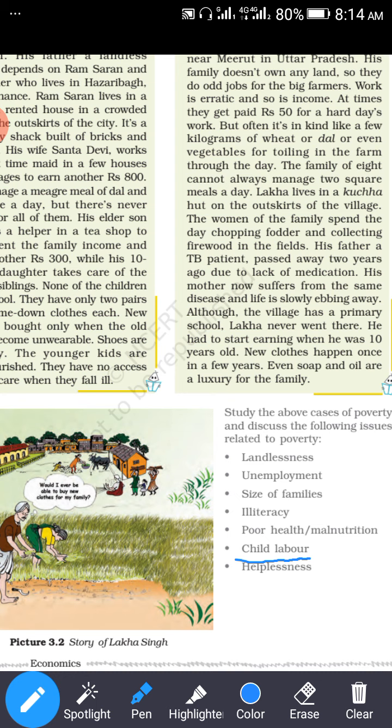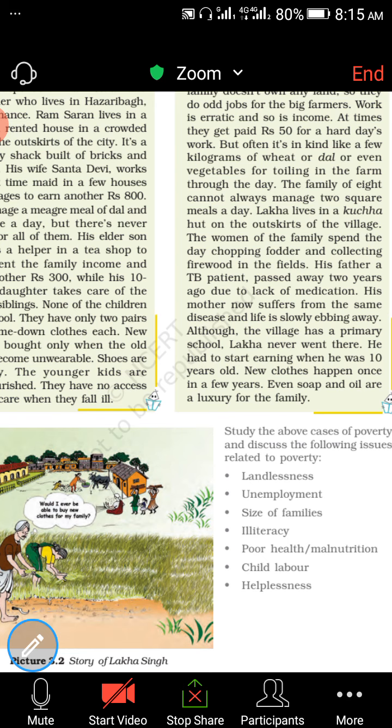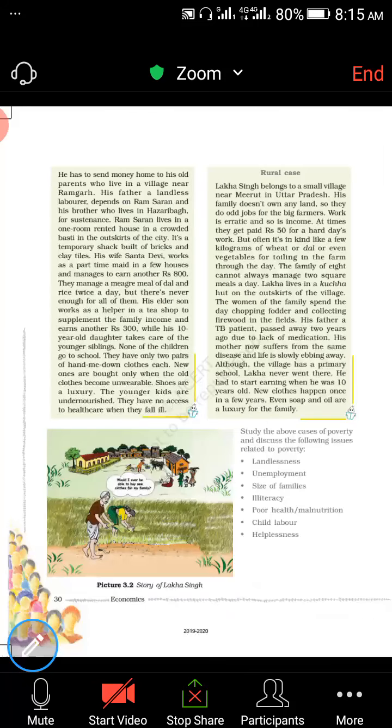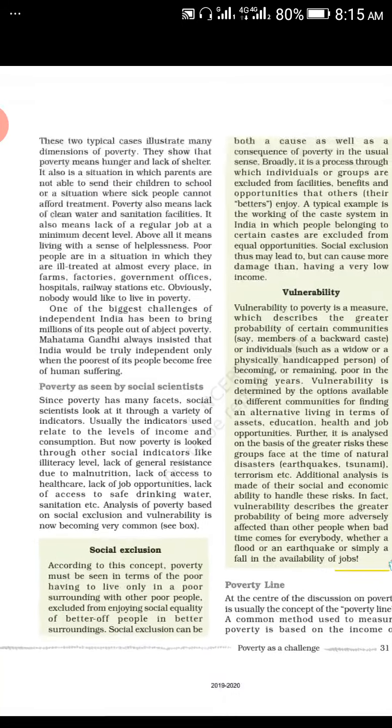How? Child labor will be a reason for poor health. Child labor is a reason for illiteracy, and then obviously that child will feel helplessness. No one will be ready to help at that time. So child labor is related to what? Related to poverty. And for those who are poor, the family size is big, and everyone is not ready to help them. Due to this, the poverty still continues in our country.